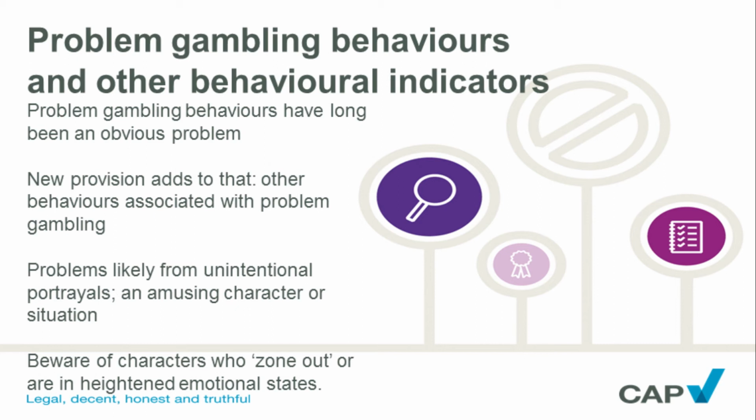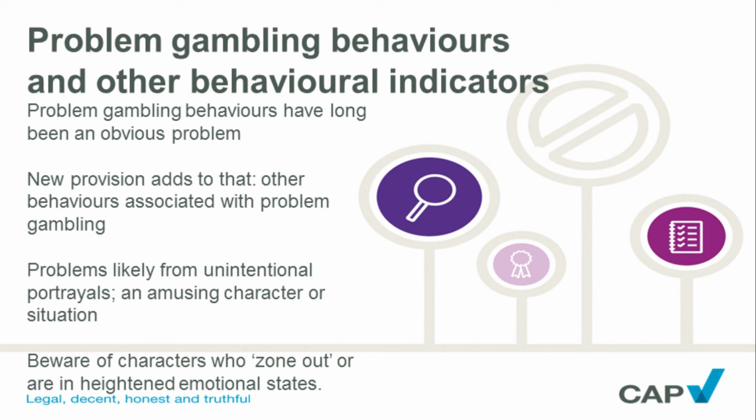And I think one of the key ones I've drawn out in the slide here is this issue of zoning out or heightened emotional states. We're certainly not saying that people can't be shown to be happy or to have won or to be enjoying the act of winning, but we need to avoid situations where that goes too far and potentially locks into the behaviours associated with difficulties with problem gambling. Some useful specific examples there.